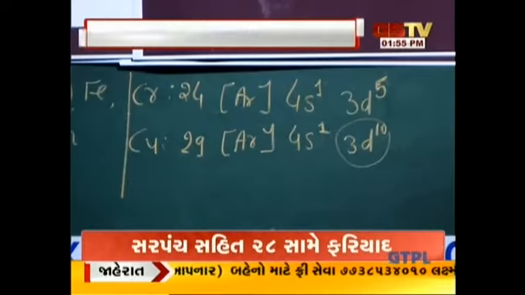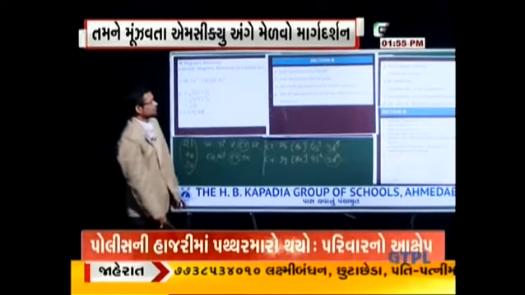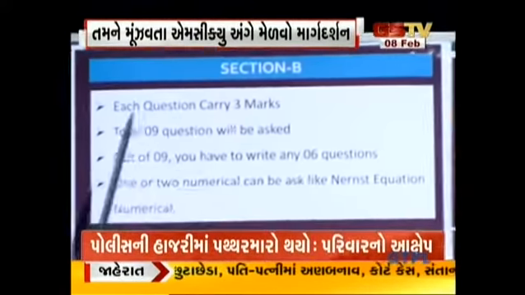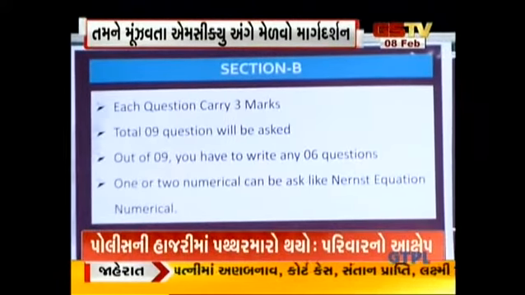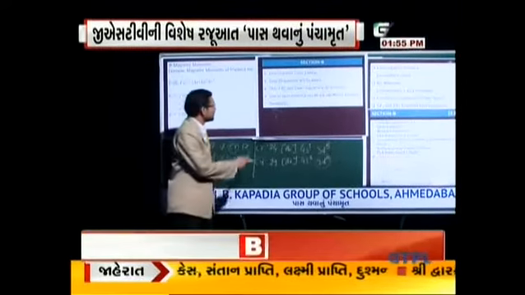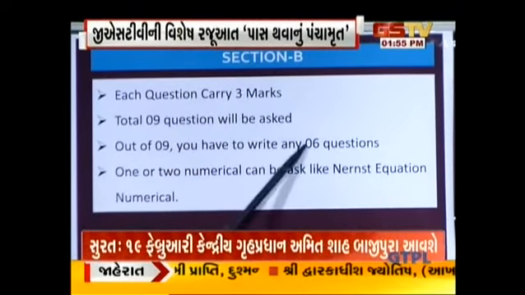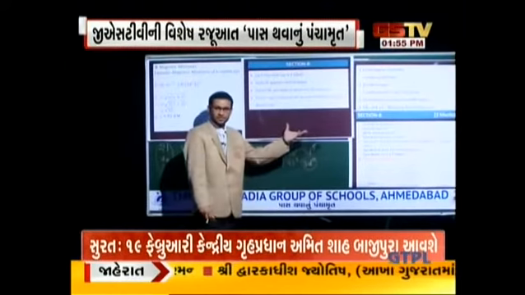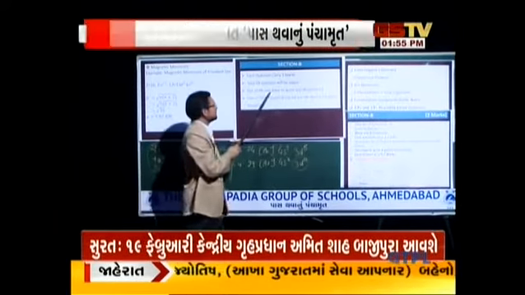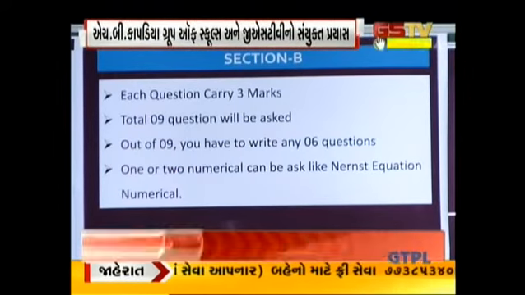Now if we talk about the 3 mark questions, in the 3 mark section there are a total of 9 questions, and you have to write only 6 questions, with another general option. Each question carries 3 marks. So 6 into 3, total 18 marks.